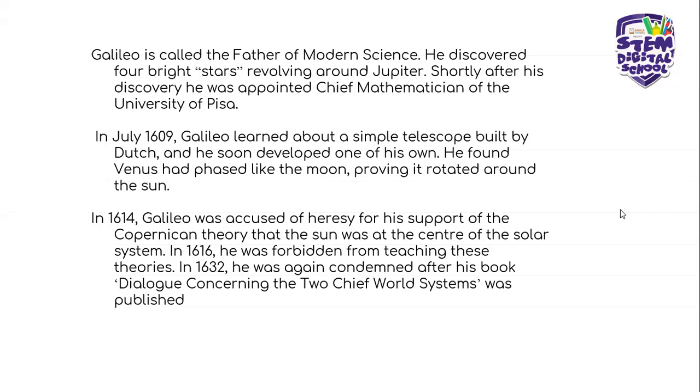In July 1609, Galileo learned about a simple telescope built by the Dutch, and he soon developed one of his own. He found Venus had phases like the moon, proving it rotated around the sun. Okay, very good. Thank you so much. So in 1609, he developed a simple telescope.